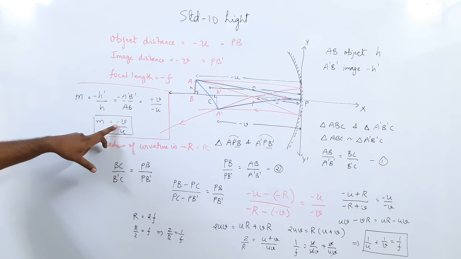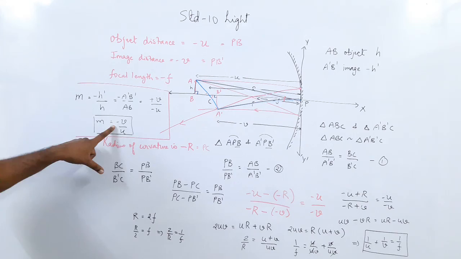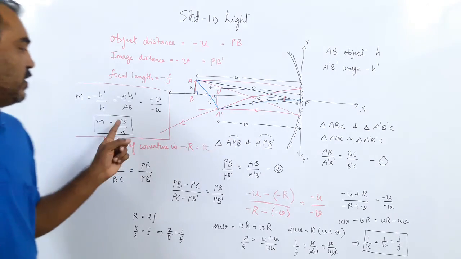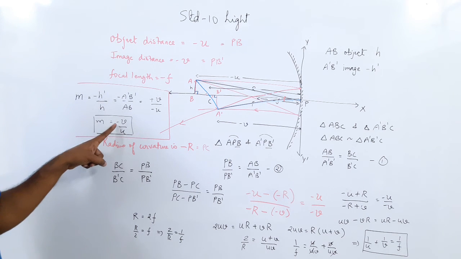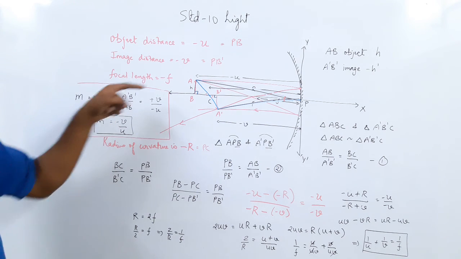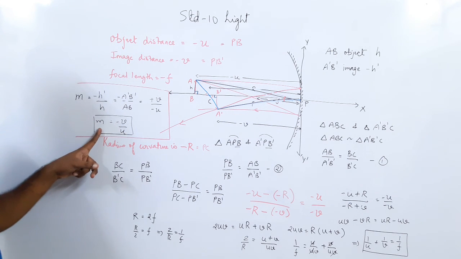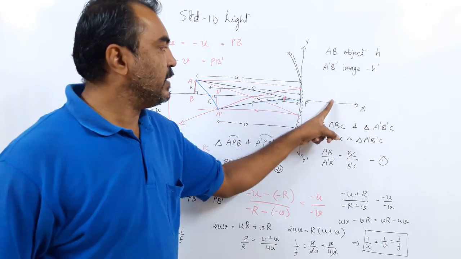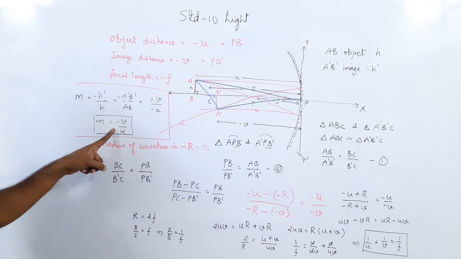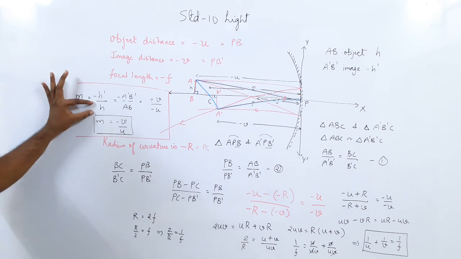Now why this minus sign? It is very clear, because the image is real but inverted. Because it is inverted, it is a negative sign. The image distance is minus v, the object distance is minus u, minus minus cuts, but this sign remains because of this minus h, because the image is inverted. So if the image is real and inverted, you will get a negative sign. If it is virtual and erect, then you will get a positive sign. So magnification is the ratio of the image height to the object height.